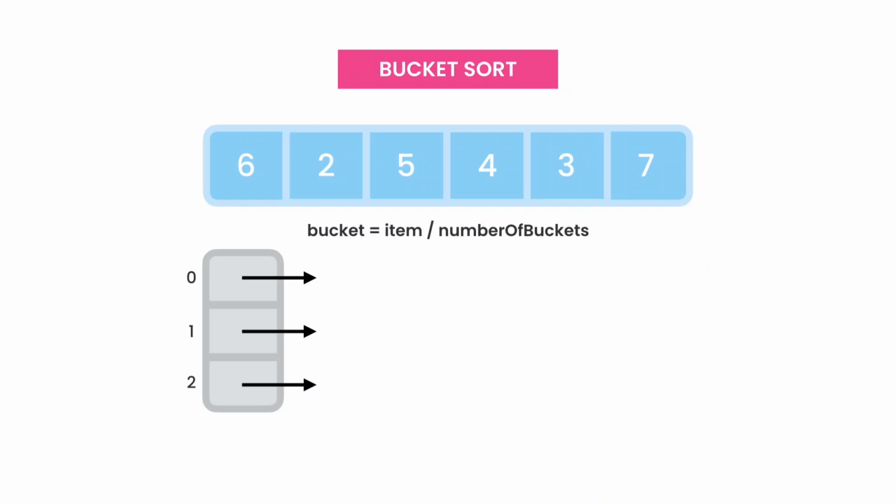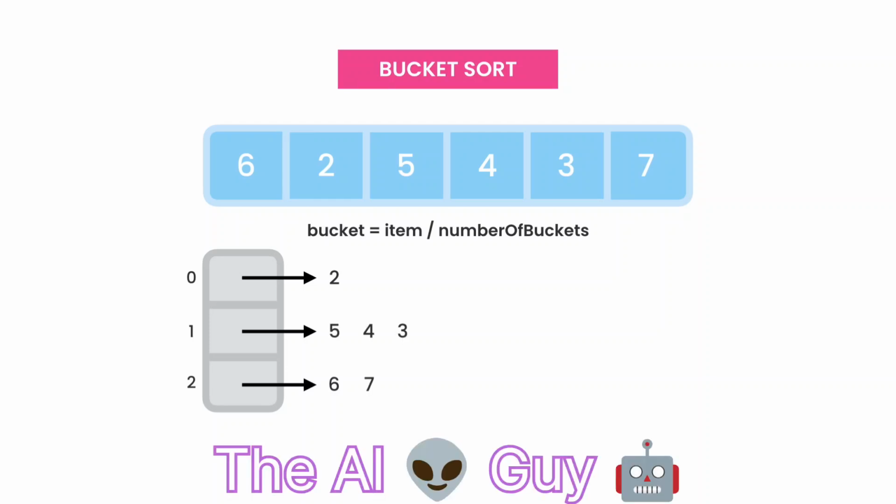Here's a simple formula for finding the bucket. We can divide the current item by the number of buckets. 6 divided by 3 is 2, so we should put it in bucket 2. Next, we read 2. 2 divided by 3 is 0, so it should go in bucket 0. Similarly, read the next 4 items and put them in the corresponding buckets.